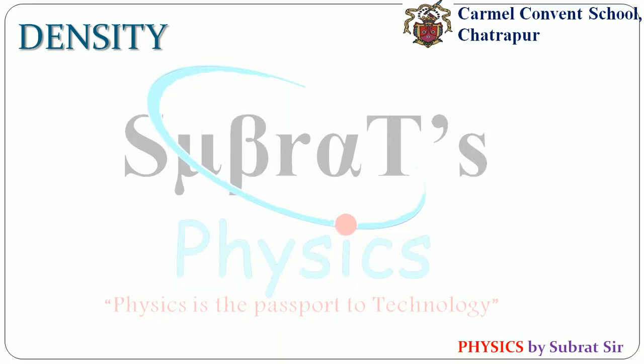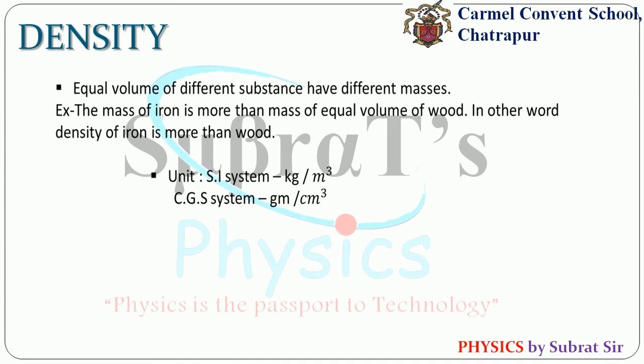Okay, so the next one is what? Equal volume of different substances have different masses. Another example we can take: the mass of iron is more than the mass of equal volume of wood. If you take equal volumes of the same shape and size of two materials, one is iron, another is wood, then you know that the mass of iron is more than that of wood. So in this example we can learn that equal volumes of different substances have different masses.